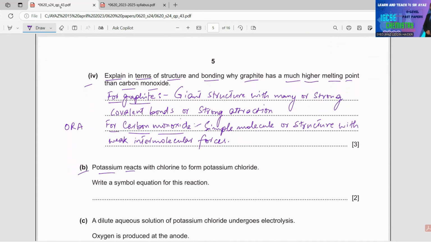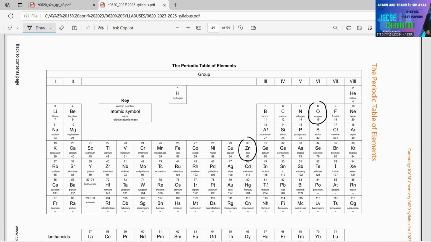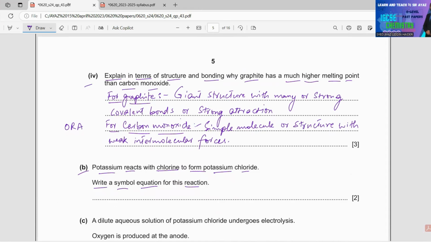Part B. Potassium reacts with chlorine to form potassium chloride. Write a symbol equation for this reaction. Now, the symbol of potassium is K. It's reacting with chlorine. You know that chlorine, a group 7 element, exists in the diatomic state. So I will write K plus Cl2. Don't write Cl. You have to write Cl2 because it's a halogen, and halogens exist in the diatomic state. So what will be the product for this reaction? We will get potassium chloride.